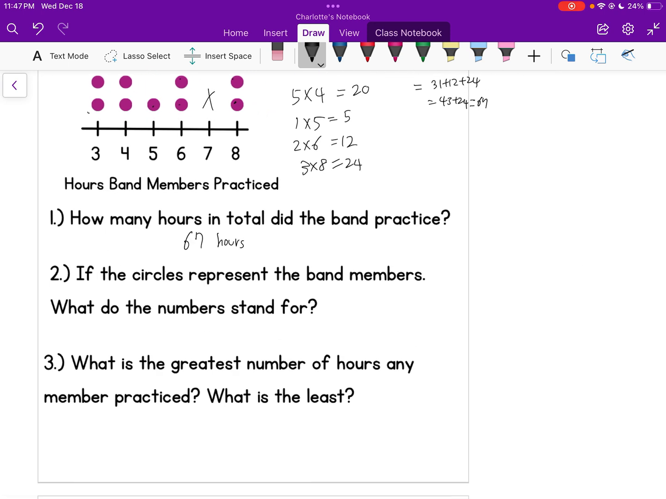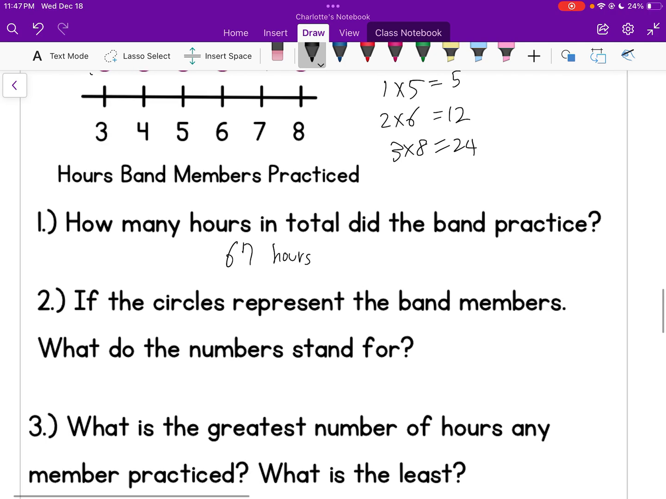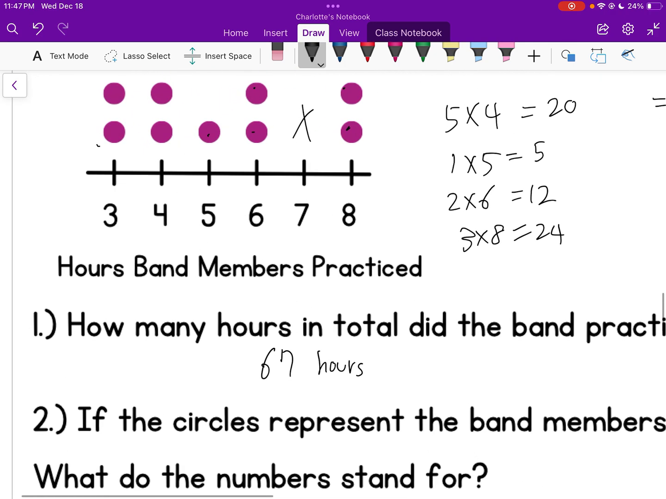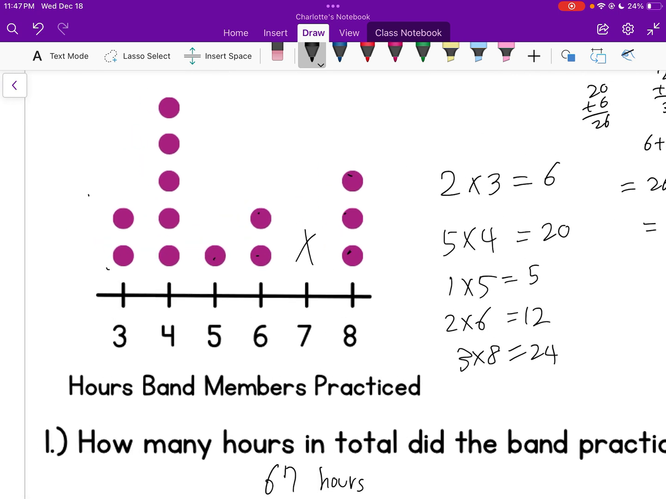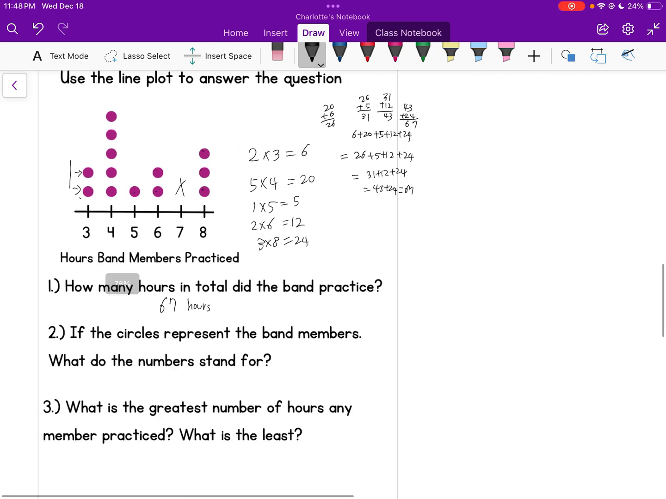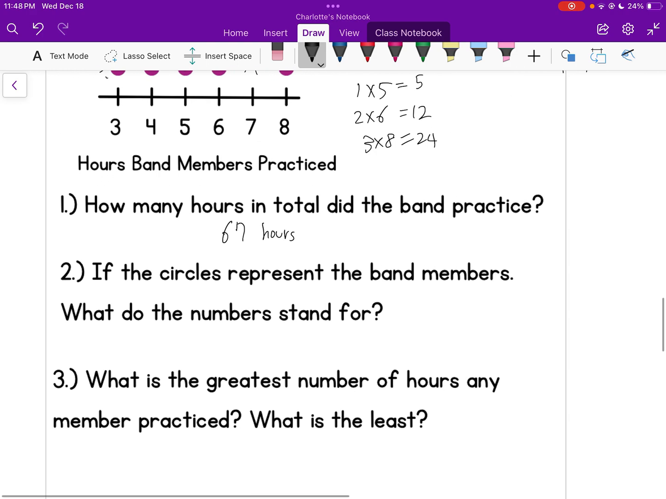If the circles represent the band members, what do the numbers stand for? The numbers stand for the number of hours they practice, because this shows how many people practice for this many hours. So we'll say the number of hours that band members practice for.